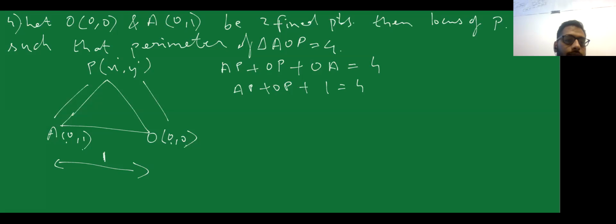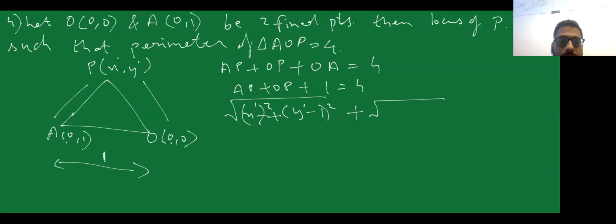How can I get the length of AP? I'll use my distance formula: (x2 minus x1) square. So that would be (x' minus 0) square, that is x' square, plus (y2 minus y1) square, that's (y minus 1) the whole square. Length of OP would be (x minus 0) square, so that is x' square plus y' square. And this is equal to 4 minus 1, 3. So just simplify this. This will give you the locus of point P.